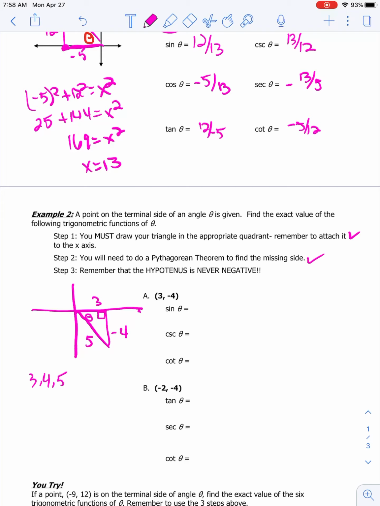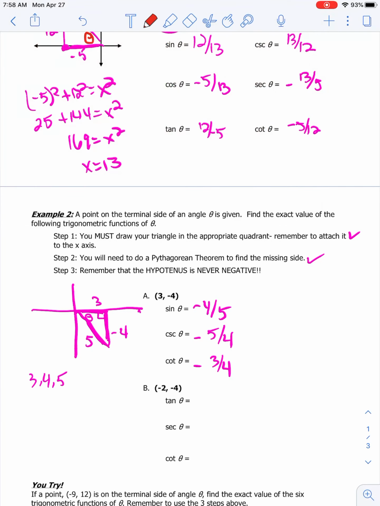So sine, opposite over hypotenuse, negative 4 over 5. Cosecant then would be negative 5 over 4. Just put the negative out front, and put 4. And cotangent. Cotangent is adjacent over opposite. So this would be a negative out front, and 3 over 4.